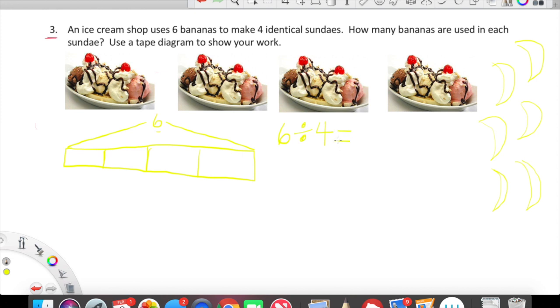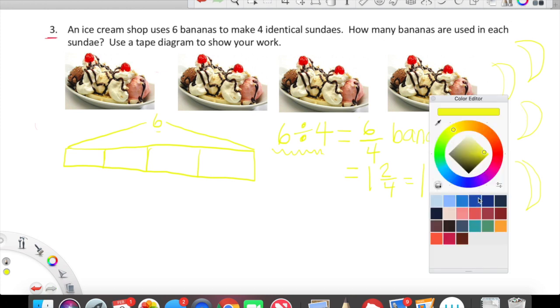You guys know that we can rewrite any division problem as a fraction. So 6 divided by 4 is also equal to 6/4. Technically, this is a completely acceptable answer: 6/4 bananas are used for each of my ice cream sundaes. We can also simplify 6/4 into 1 2/4. We can further simplify 1 2/4 into 1 1/2. That's one way to handle this, you guys.